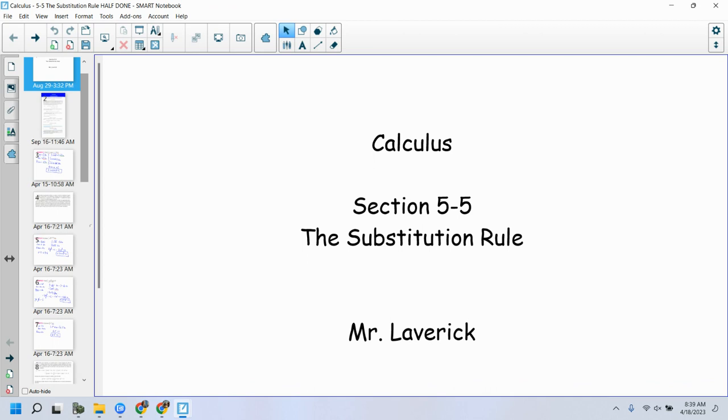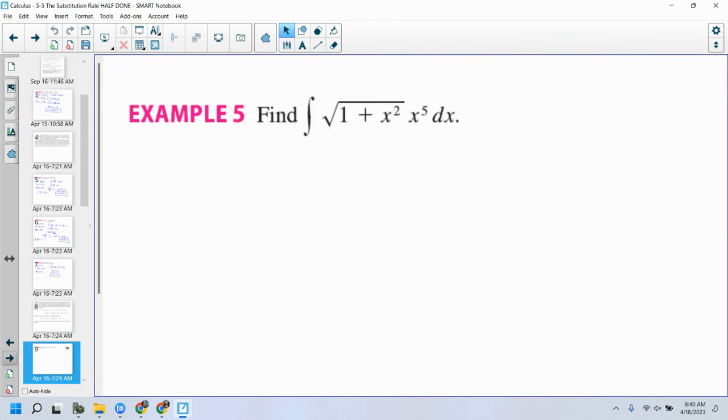All right. So we talked about the substitution rule here. And again, it's a very specific, unique case where you can find the derivative of a composition of a function, and it might help you along the way. Let's try this example. Take a look at this. Find the integral of the square root of 1 plus x squared times x to the fifth.